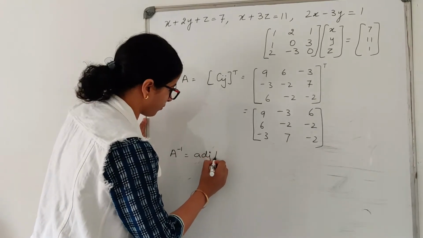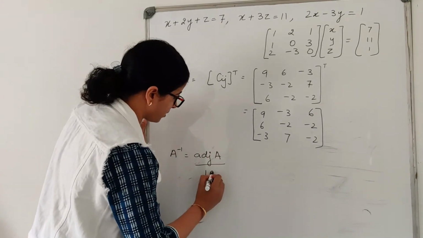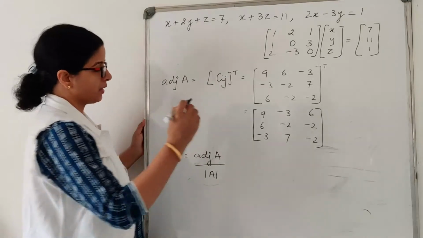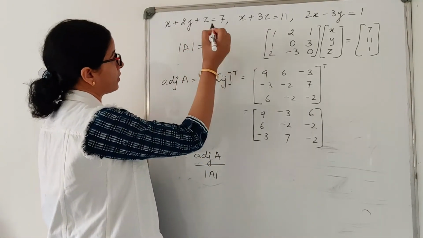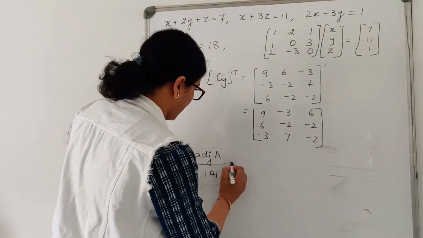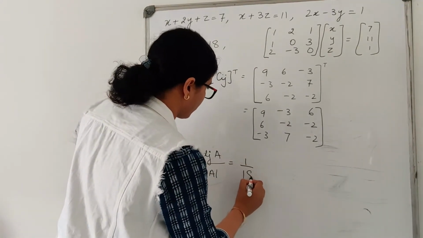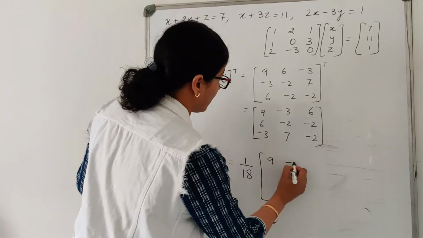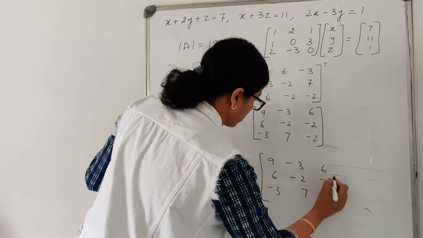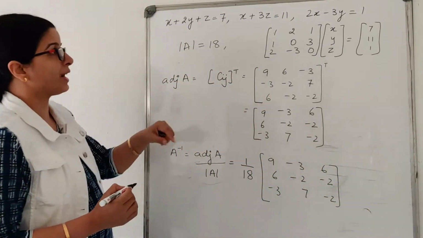Adjoint of A divided by determinant of A. Right? What was my determinant? It was 18. Right? So we'll write here 1 by 18 and I will write my adjoint of A: 9, minus 7, minus 2. Okay. And now I have to find X.